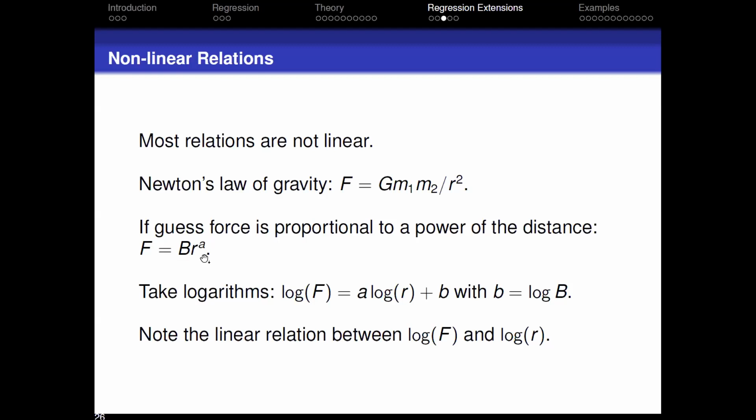If we take logarithms, the log of F, and then we have the log of B R to the A. The log of a product is the sum of the logs. So we get the log of big B plus the log of R to the A. The log of R to the A is A log R. And so I'm just letting little b equal the log of big B. So we now see that there's a linear relationship between the log of big F and the log of R.